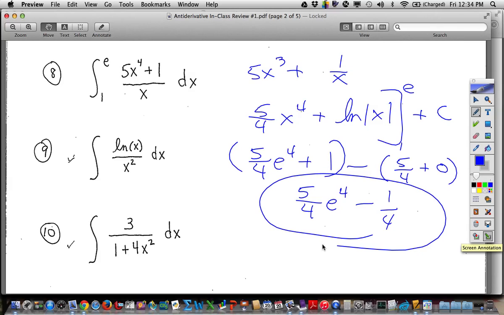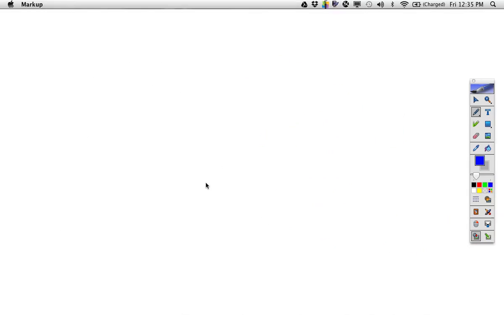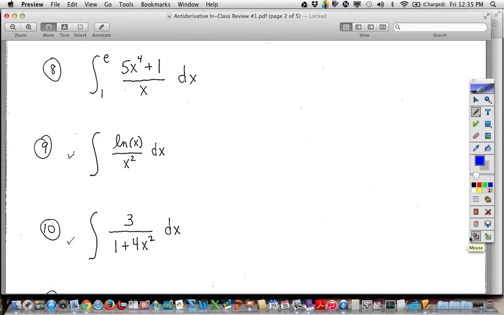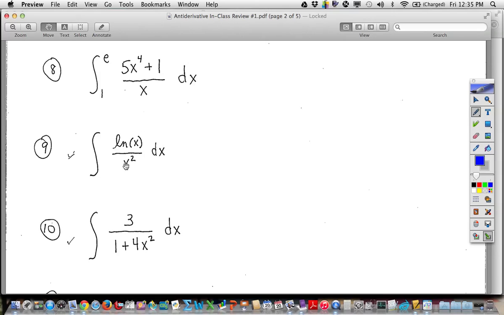All right, there might be one with some fractions in there that might get a little messy, but all right, number 9. What was number 9? Okay, how'd you do it? Isn't it an integration by parts?